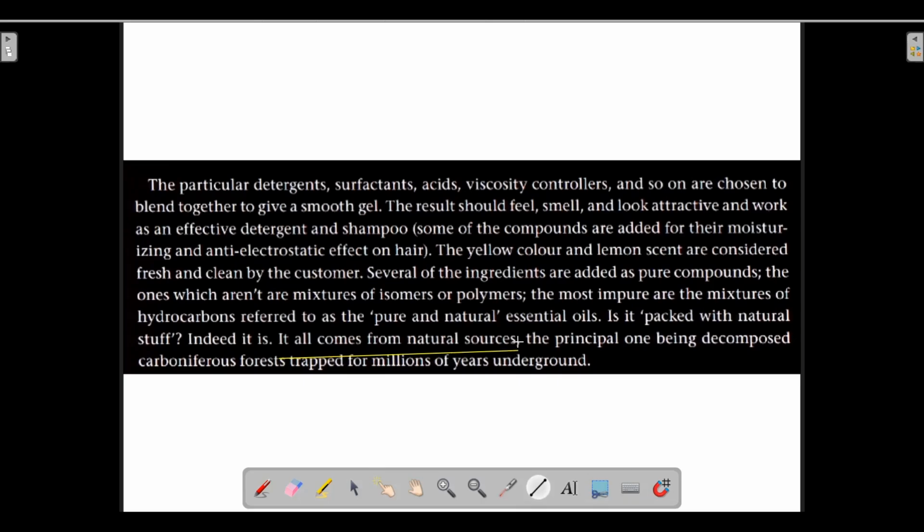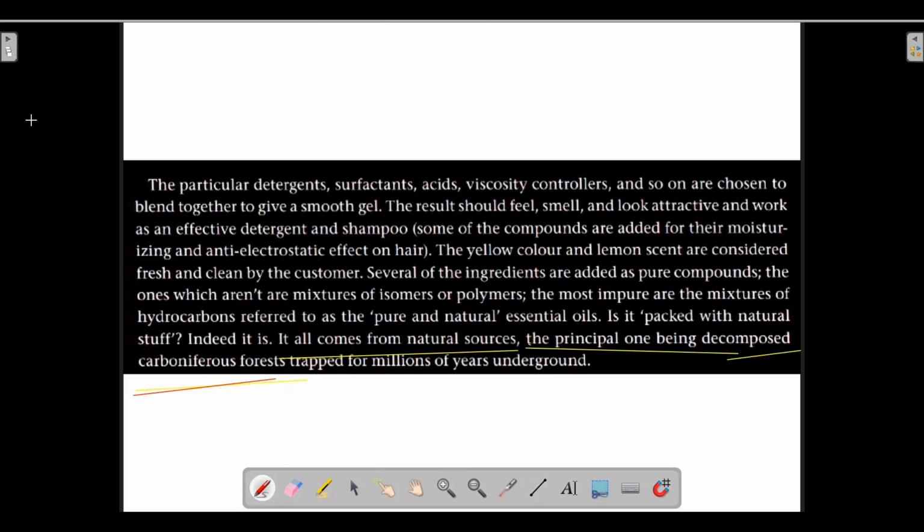For example, everything is coming from crude oil. Crude oil is a natural substance, right? The petrochemical industry is dependent on crude oil, so all these substances derived from crude oil are also natural substances. That's what the author wants to say. The principal one being decomposed carboniferous forest. Now, what does the word carboniferous forest mean?